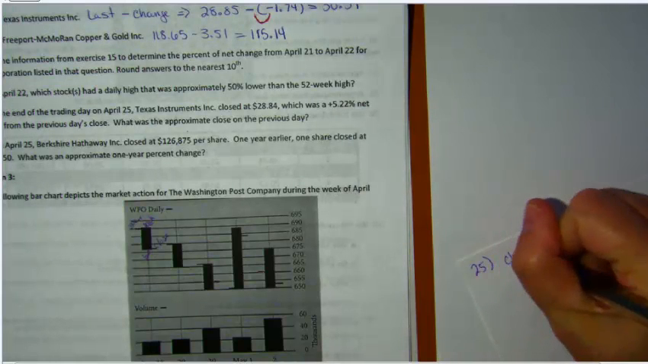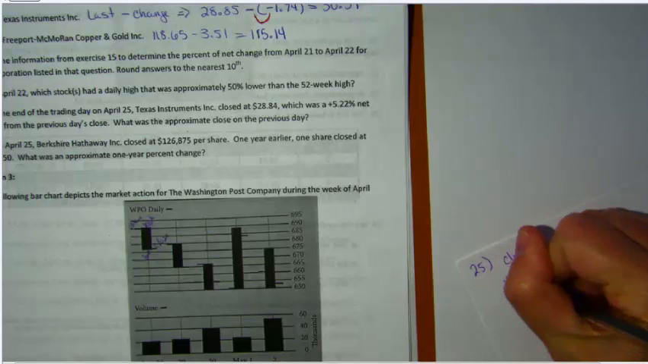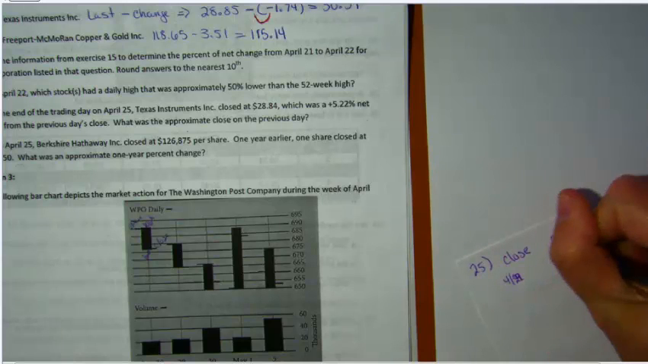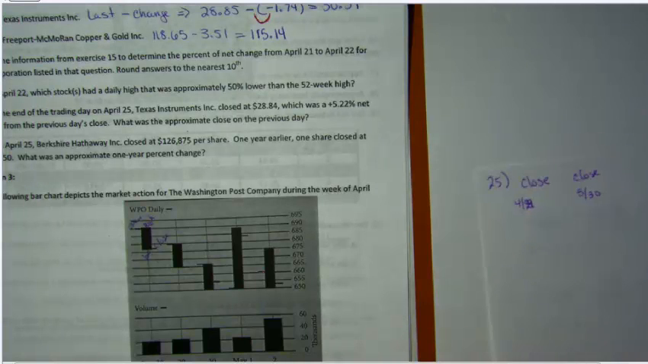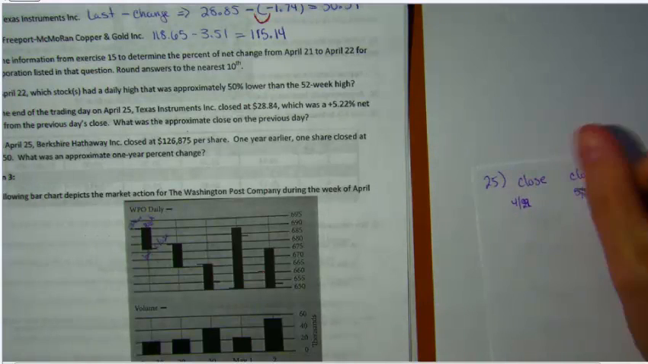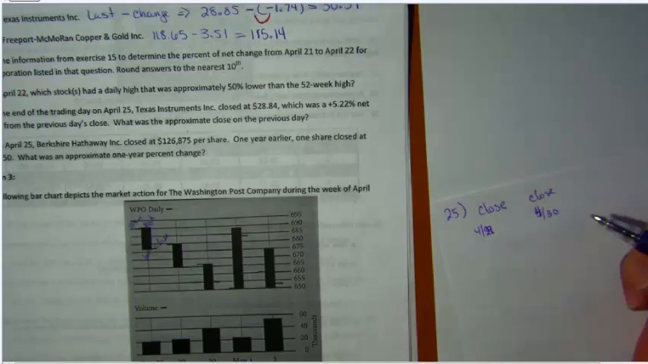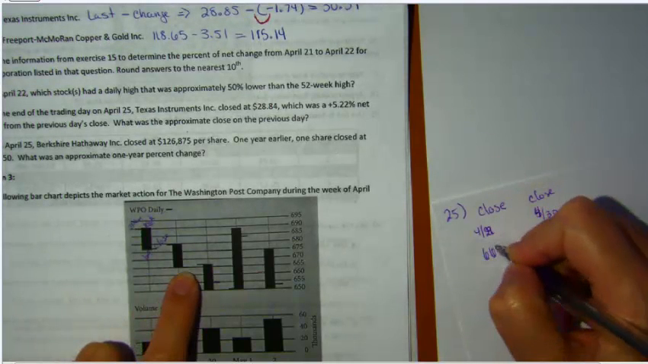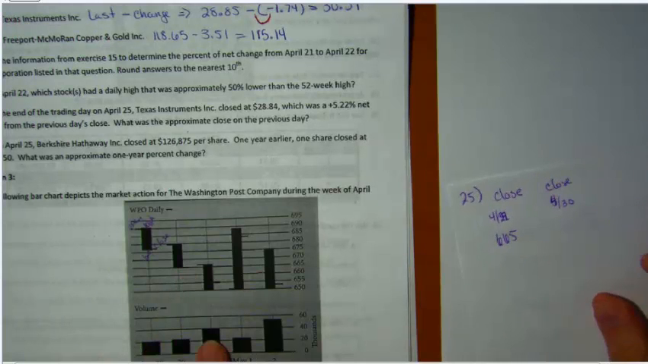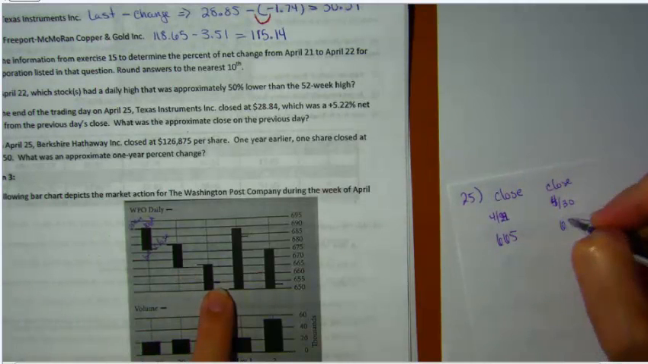Okay, so we need to know the close on the 29th and the close on the 30th. That's how we figure out the net change. Not 530, sorry, 430. Well, we already wrote down, no, we wrote the opening, sorry. So the close on the 29th is 665. The close on the 30th is 655.